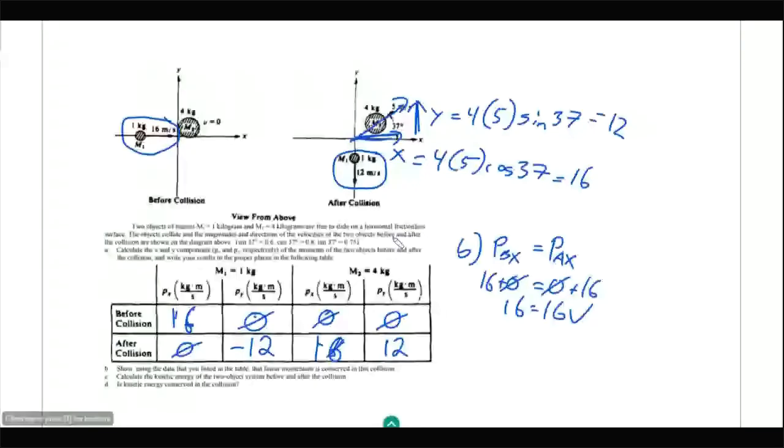And we should also be able to say the same thing for the y direction. Momentum before in the y direction should equal momentum after in the y direction. Tablet's being a little screwy here. So I have 0 beforehand plus 0 beforehand should equal negative 12 plus 12. 0 equals 0. That one also checks. So we have conservation of momentum in both the x direction and the y direction, so it's conserved overall.